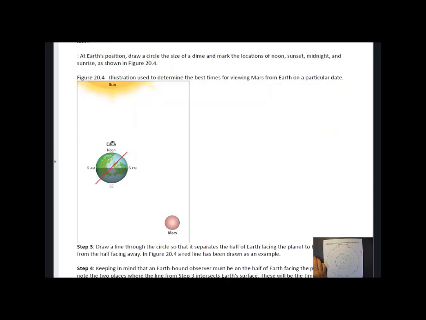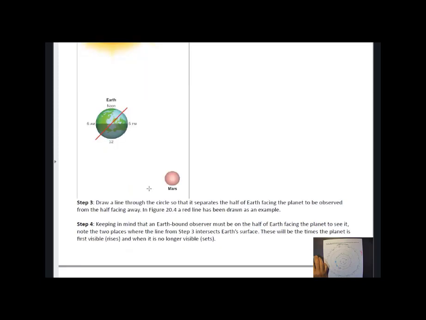And here in fact, I think this is incorrect, because remember the planet is going counterclockwise around the sun. Both Mars and Earth are going counterclockwise, and they're also rotating counterclockwise. So really this should be 6 a.m. and this should be 6 p.m. So they have it kind of backwards here, and I'll fix it on our diagram here.